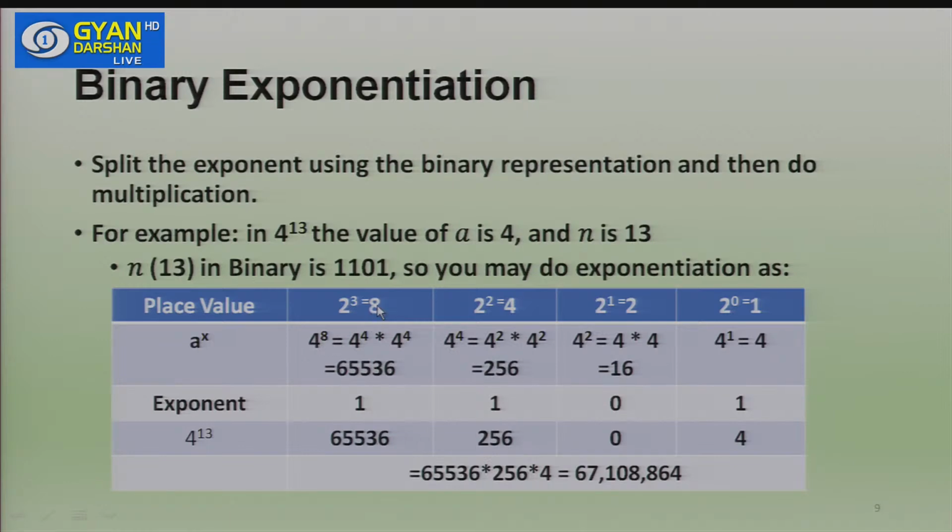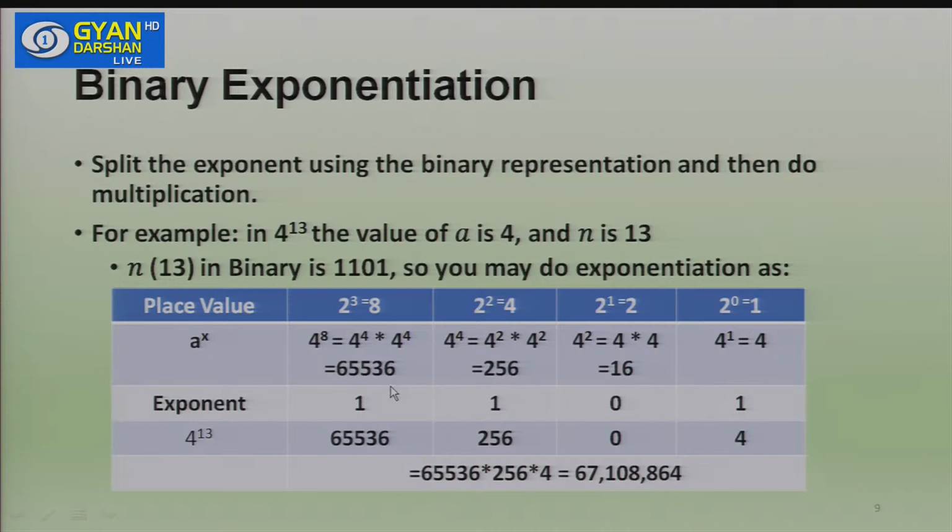So 8 represents 4 to the power 8. This represents 4 to the power 4. This 16 is 4 to the power 2 and this is 4 to the power 1. Right. So when we multiply 4 to the power 8 with 4 to the power 4 and 4 to the power 1, what we get is 4 to the power 13. 8 plus 4 plus 1. The power gets added. When you simply multiply these three terms, you get the required number of computation.